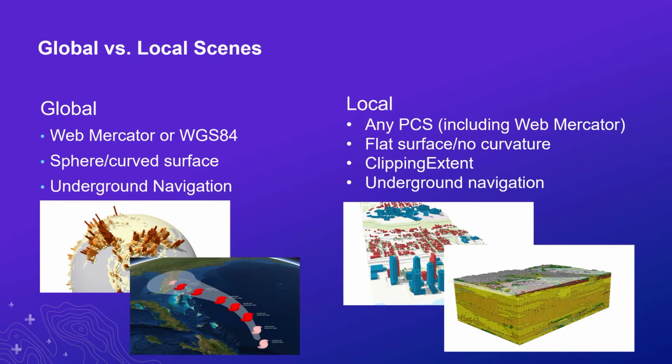Local scenes, on the other hand, only support projected coordinate systems. So this could still be WebMercator, but then it could be other projected coordinate systems that you might have your cached content in, or even your dynamic content. That could be a feature layer, let's say. It's not a curved surface, it's a flat surface. You can clip the extent, like you see in these two scenes, to just your area of interest. And local scenes also support underground navigation. And to talk about how you could generate a scene in code in global or local, here's Raluca.